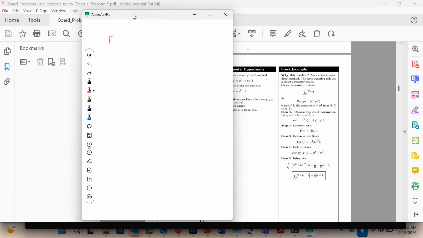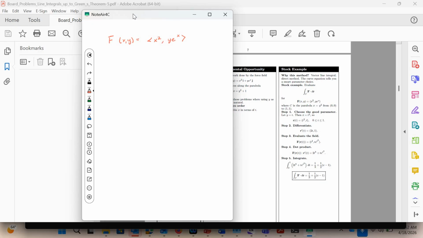C is the path you are running. And they say C is defined by x equals y squared. Remember I showed you the map? That means x equals y squared, and they say from 0, 0 to 1, 1. So 0, 0 is here, 1, 1 is here. So this is my path on Sussex Turnpike that I'm running.